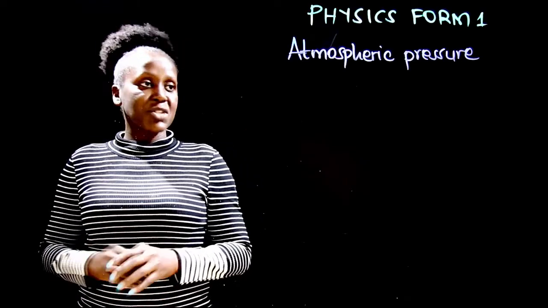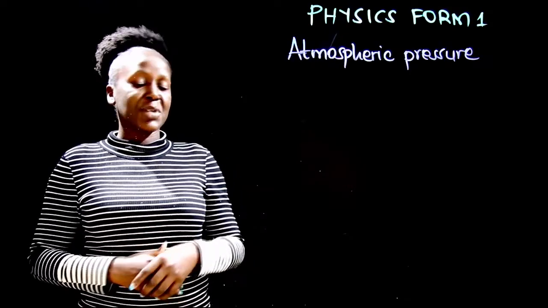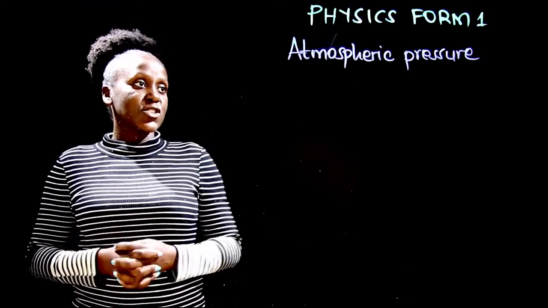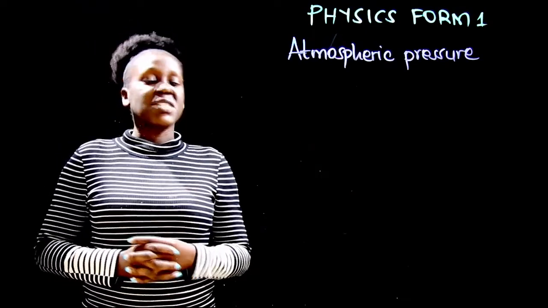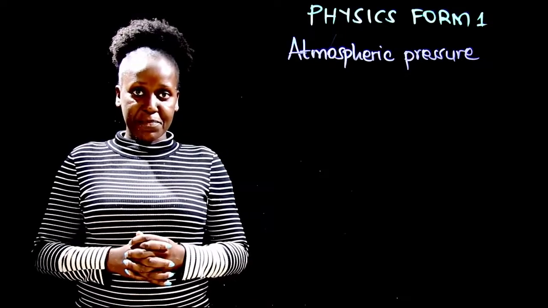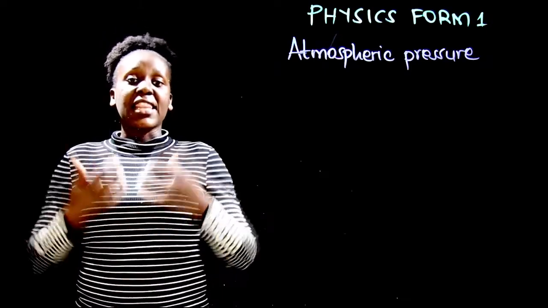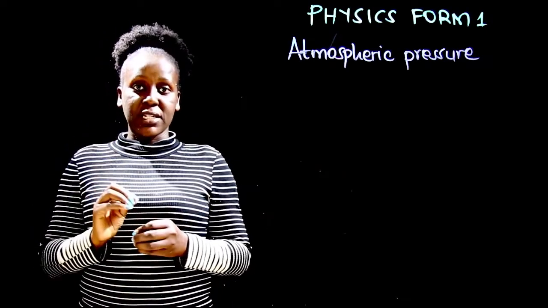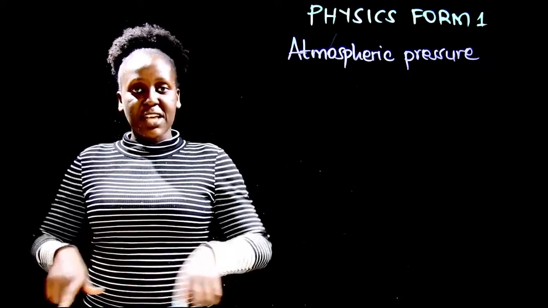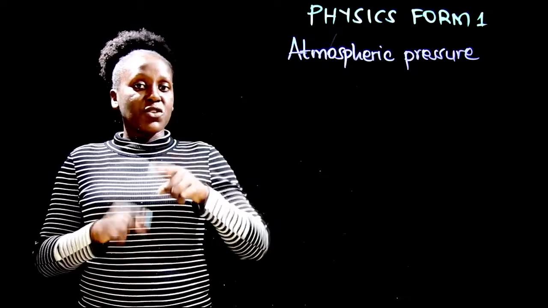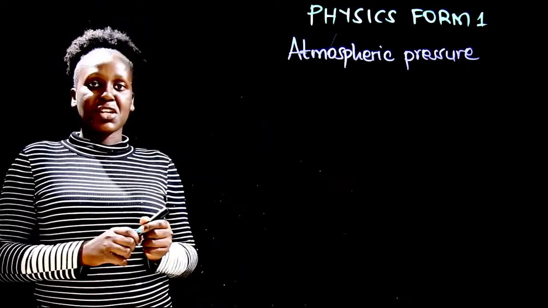Welcome to this lesson. I'm teacher Agnes, and today we are going to be discussing atmospheric pressure. In the previous lessons, we learned that for pressure to be exerted, a force must be applied on a particular area. Now in the atmosphere, we have air, and that air has its own weight. So the pressure that is exerted on the surface of the earth due to the weight of the air column is what we refer to as atmospheric pressure.